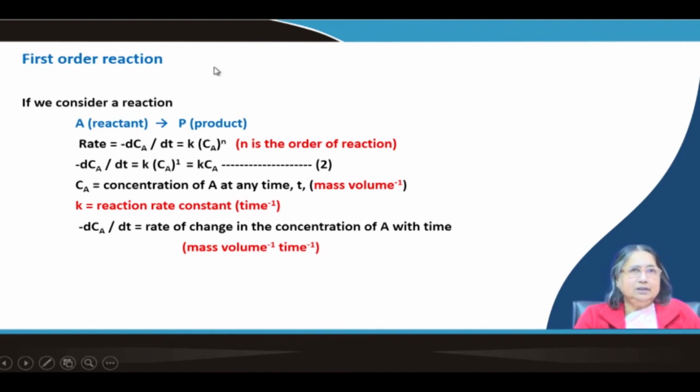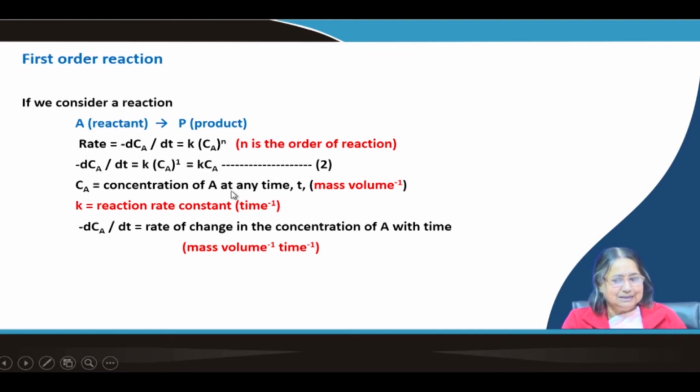Now, in case of a first order reaction, again we have considered the simplest reaction. The rate is k into C_A to the power n, where n is the order. When it is a first order reaction, n is 1. So, minus dC_A/dt is equal to k into C_A. In this case you have to remember one thing: what is C_A?